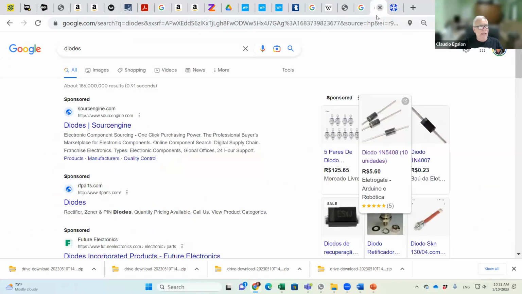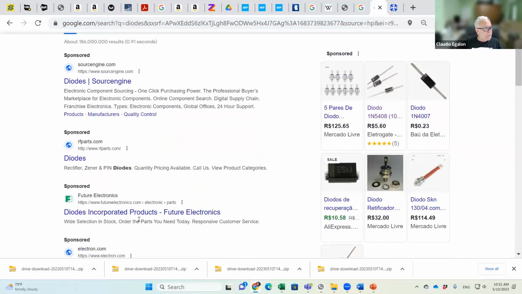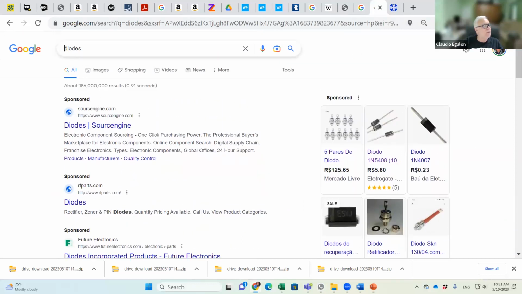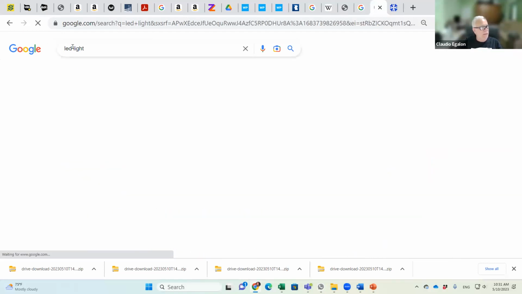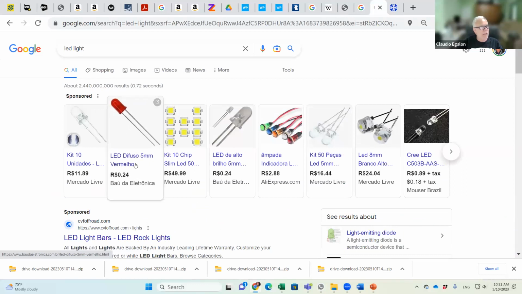Let's take a look at a special type of diode that you have heard of. That's called light emitting diodes, LED light. They look just like that. I have a bunch of those here at home. That's one format of the LEDs that we can buy. They're very cheap. Here it is 25 Brazilian cents, right? Like 5 cents.